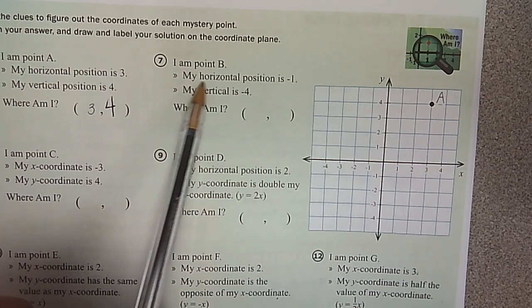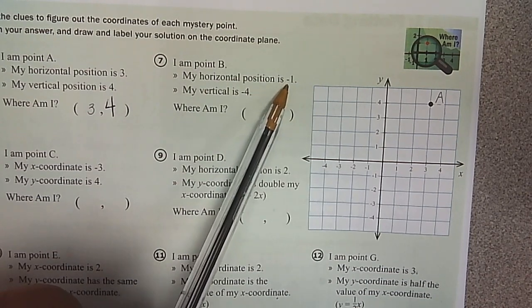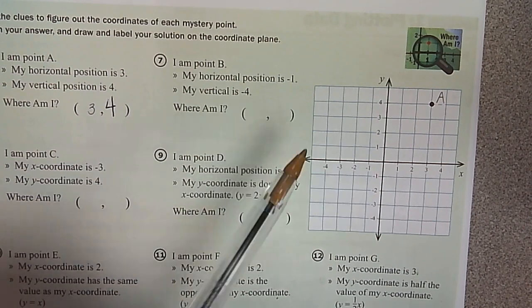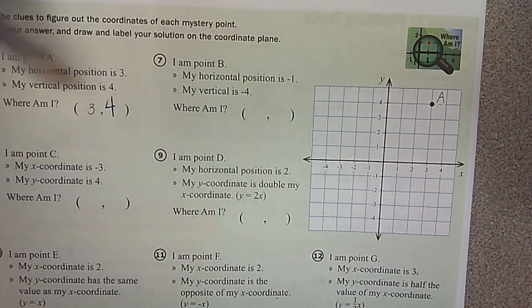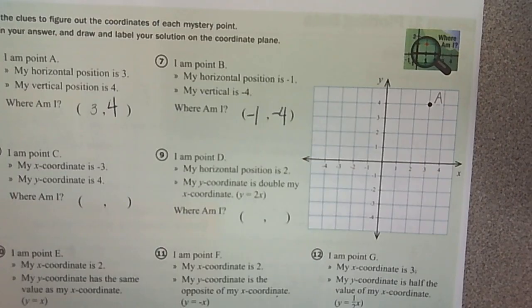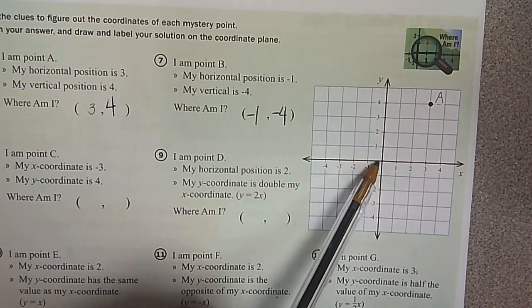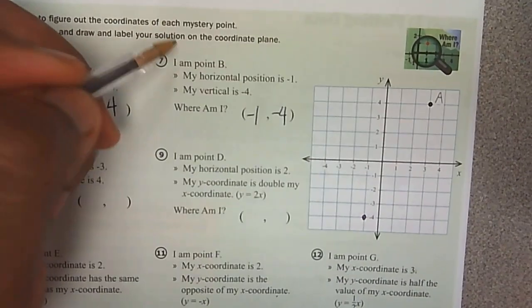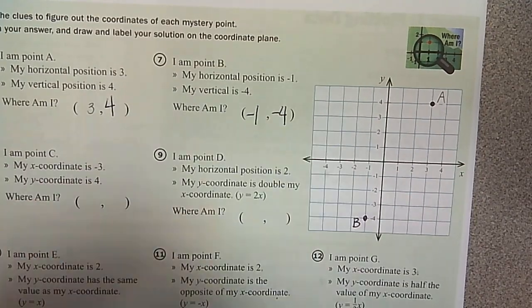On B, my horizontal position is -1. My vertical position is -4. So the same relationships here. So this is -1, -4. Over here, this will be back 1, down 4. And what is that? B. Label it, please.